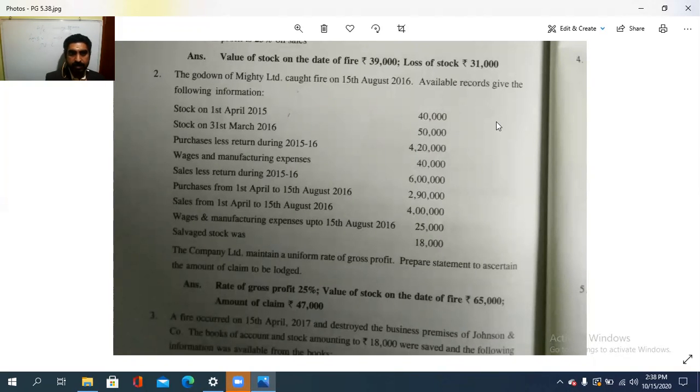Then sales from 1st April to 15th August 2016, wages and manufacturing expenses up to 15th August 2016, salvaged stock was 18,000. The company maintained a uniform rate of gross profit. Prepare the statement to ascertain the amount of the claim to be lodged. So we need to calculate the gross profit also here, the same way as the previous problem. So first of all, the memorandum trading account.